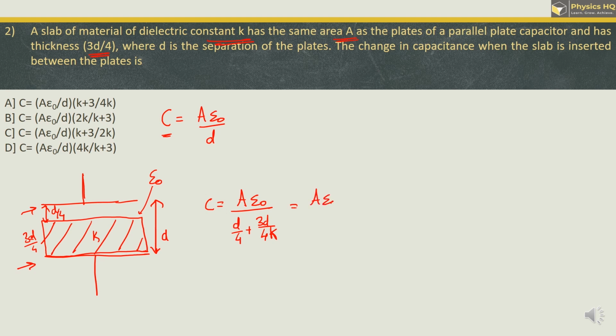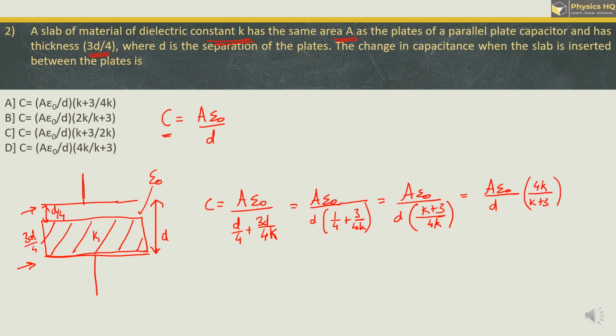Now let us try to solve this. This can be written as A epsilon naught by D and inside what we have is 1 by 4 plus 3 by 4K. Let us simplify this. A epsilon naught by D, and after taking the LCM we will have K plus 3 divided by 4K. So this can be written as A epsilon naught by D, this 4K from the denominator will go into the numerator and we will have K plus 3 left in the denominator. So the correct option is option D over here. I hope you all understood this. Let us go ahead to the next MCQ.